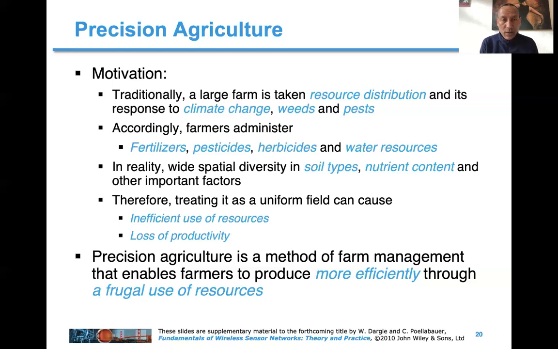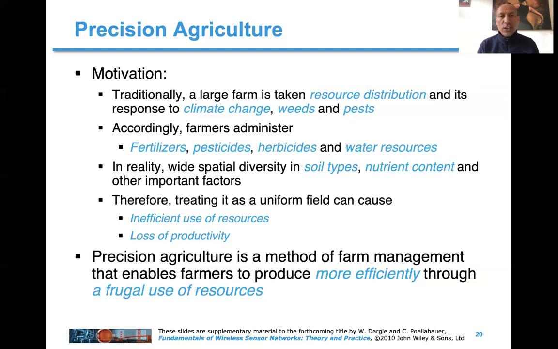And also we should deal with climate change at a micro level, not at a macro level. We should deal with weeds, we should deal with pests. So we have to predict the resources we need to fight climate change, to fight weeds and pests. Or we have to administer, as I said, fertilizers, waters, pesticides, herbicides, and additional resources. We could also measure the quality of the soil, the moisture of the soil, not at a macro scale, but also at a micro scale.